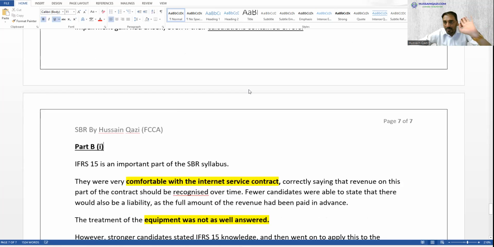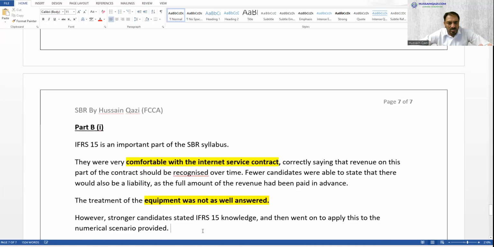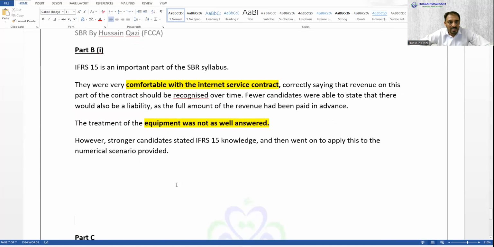Here is the examiner report, a very basic examiner report. IFRS 15 is an important part of the SBR syllabus. Candidates were very comfortable with the internet service contract. You people have done very well. Correctly saying that revenue in this part of the contract should be recognized over time.